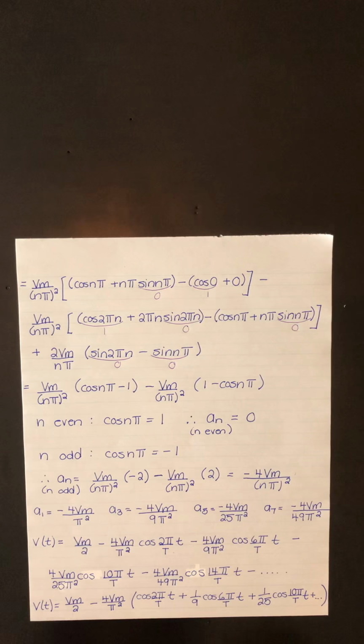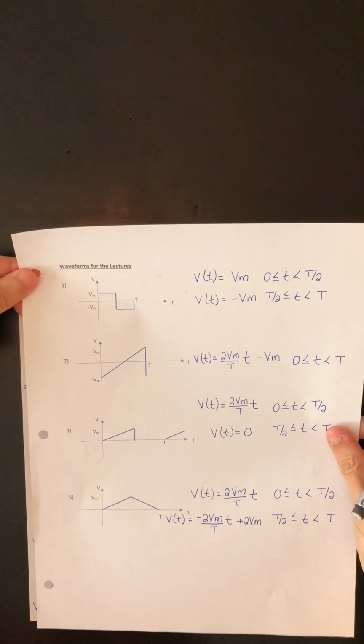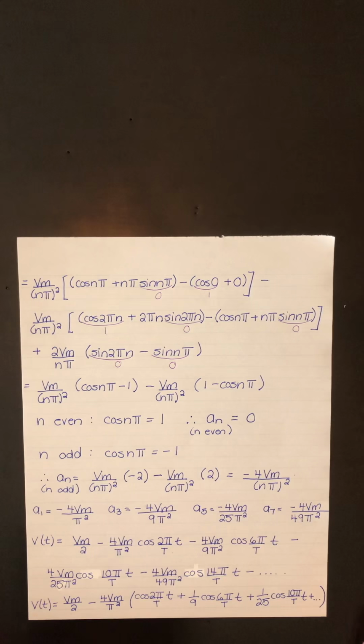Wow, that was a marathon for sure. Okay, I hope you understood how we arrived at this Fourier series. And now you have 4 examples in total. Remember that I did with you now waveforms 1, 7, 9, and 5. And you have videos for all of those calculations. And they should help you greatly when you're doing your assignment for this unit. Okay guys, take care. Bye-bye.